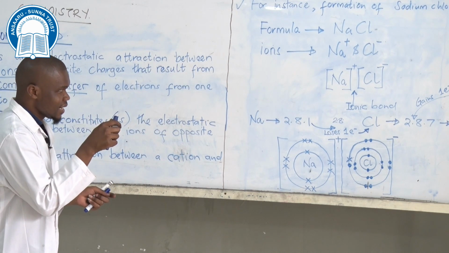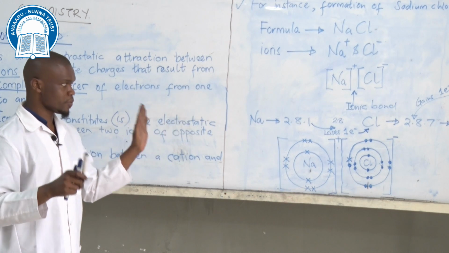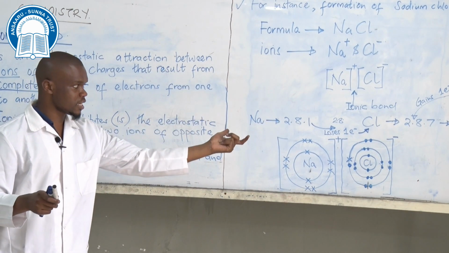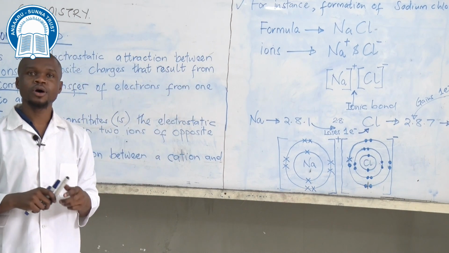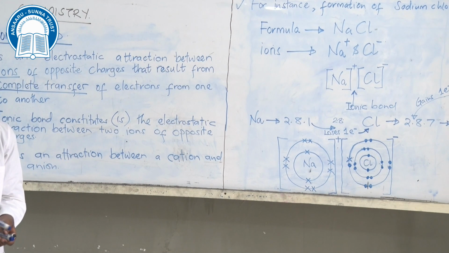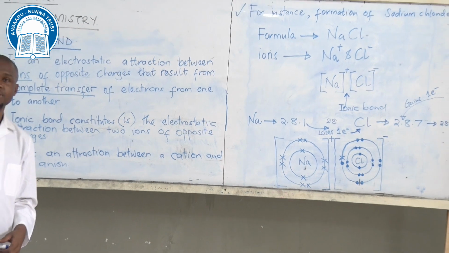When the chlorine gains the electron, it forms a negative charge. When sodium loses the electron, it forms a positive charge. So a positively charged ion versus a negatively charged ion attract, and it is that electrostatic attraction that we call an ionic bond. I would wish to stop my class there for today. We will continue next time showing more examples of ionic substances using the dot and cross diagrams.